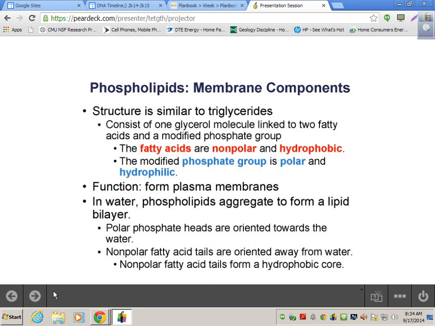So when you form a plasma membrane, can you imagine a phospholipid on a ferry, just shaking, water everywhere? In water, phospholipids aggregate to form lipid bilayers. We know that. Polar phosphate heads are oriented towards the water. So we have two layers here. Both heads are on the outside. The hydrophobic tails, the phospholipid fatty acid tails, are going to hide on the inside. How many tails are in each phospholipid? 2. Remember, we could call a phospholipid a diglyceride. So nonpolar fatty acid tails are oriented away from water and form a hydrophobic core, or middle, of the membrane. Tuck tail and hide.